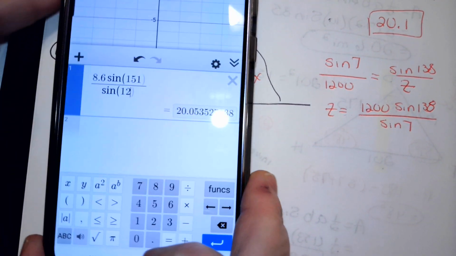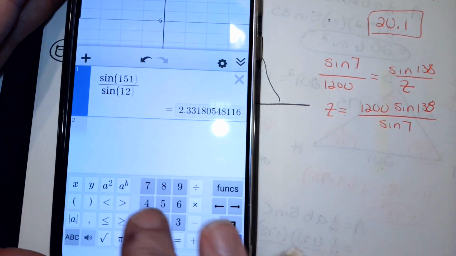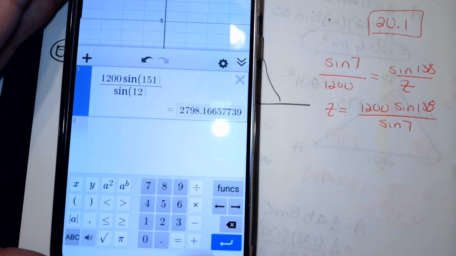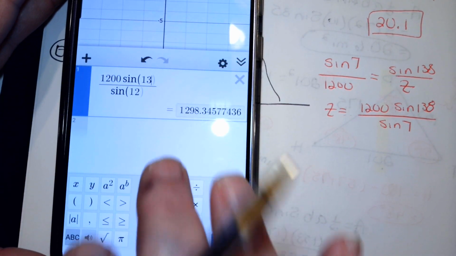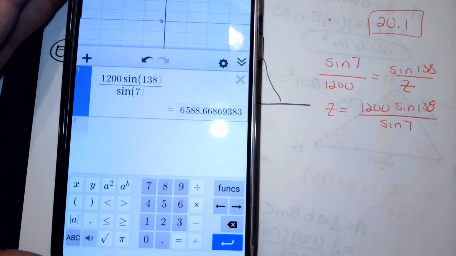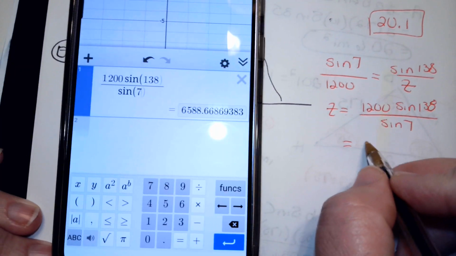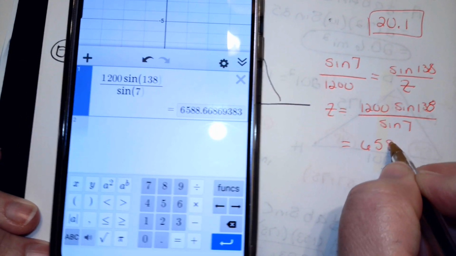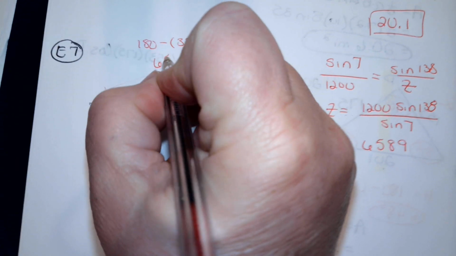Alright, so throwing this in here, let's see, we got 1200 times the sine of 138 divided by the sine of 7. Okay, so let's just round to the nearest whole number. Get 6,589. So this is 6,589.